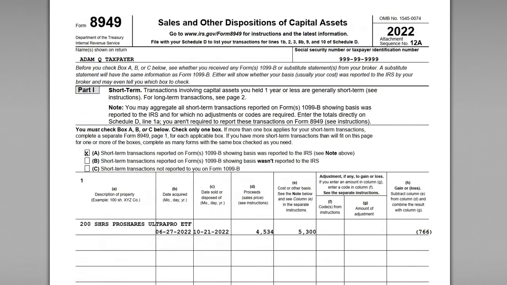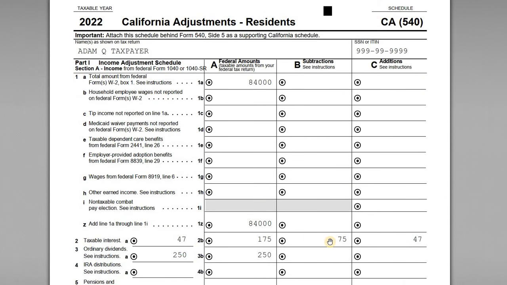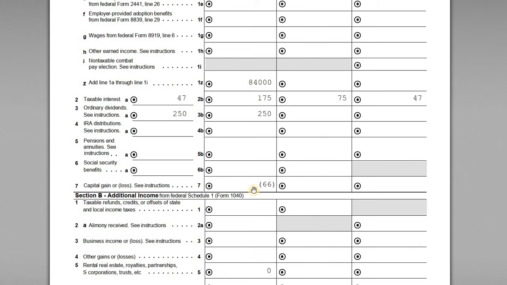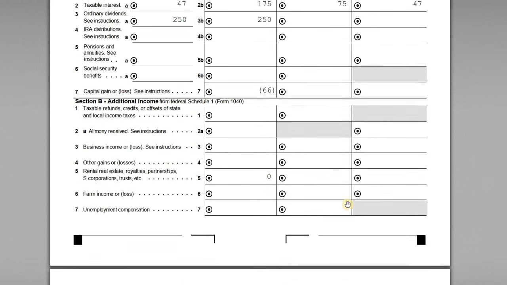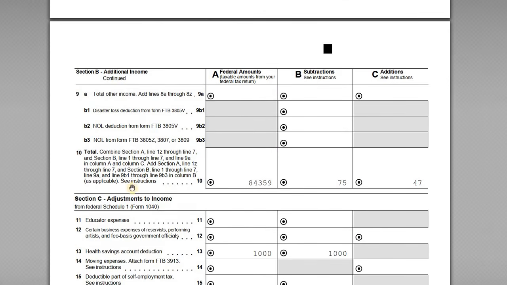All right, so if we jump back up to the California adjustments page, we've got the subtraction amount there, that's correct. We've got the addition, right, the add back of the municipal bond interest. Capital gains or losses, the net amount of loss is $66. No adjustments there because there's no state, federal tax differences for that component. If we keep scrolling down here, we can see the totals on line 10. So the total amount of subtractions is going to be 75. The total amount of additions for section B is going to be 47.